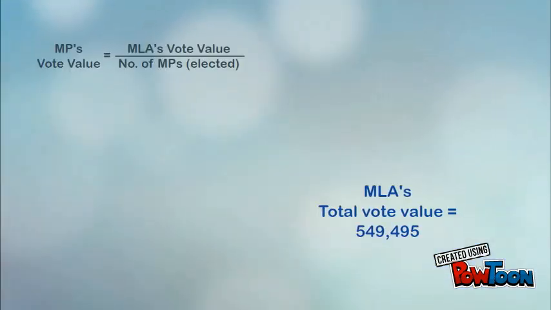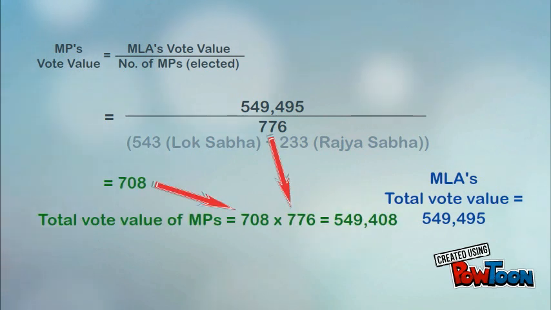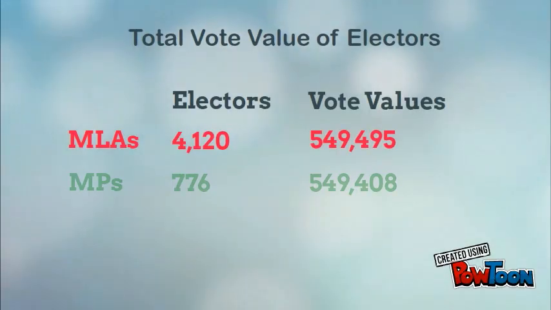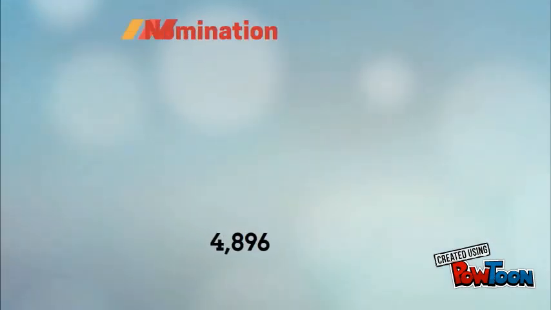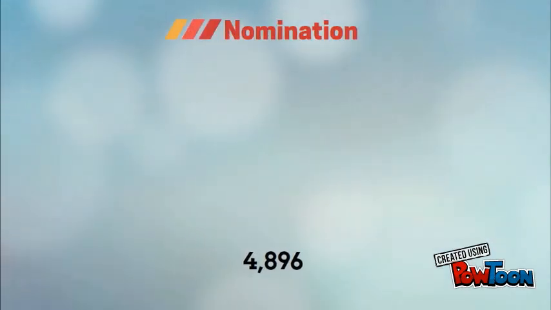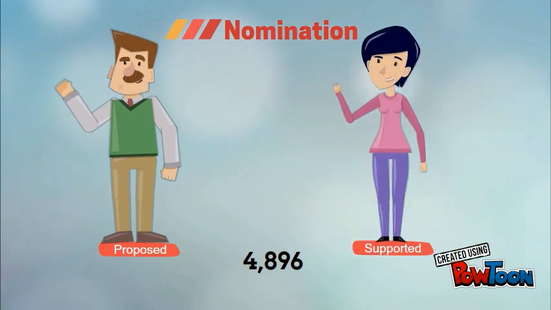The MP's vote value is calculated such that the total number of votes cast by MPs almost becomes equal to the total number of votes cast by MLAs. So this is the total vote value of electors. Now the nomination of presidential candidates begins. Every elector can propose one candidate of his choice and can support only one more candidate proposed by others.